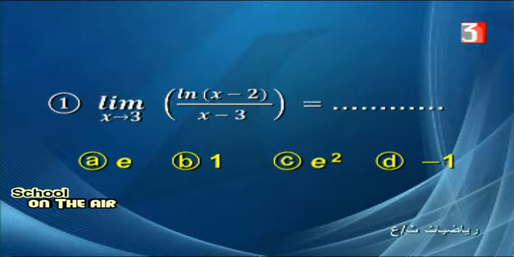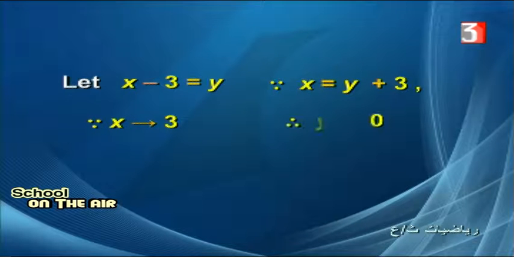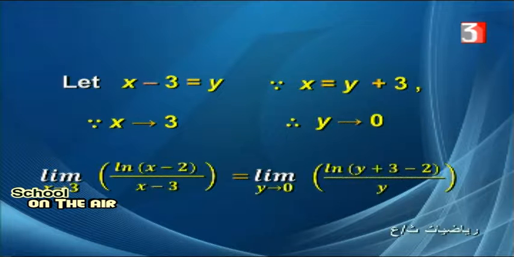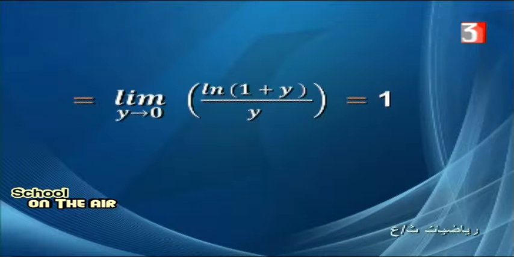Now let x minus 3 equals y, then x equals y plus 3. Since x tends to 3, then y tends to 0. Then the limit of the function ln x minus 2 over x minus 3 when x tends to 3 equals the limit of the function ln between two brackets y plus 3 minus 2 over y when y tends to 0, which equals the limit of ln 1 plus y over y when y tends to 0.